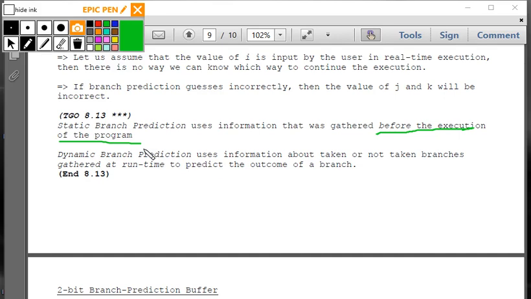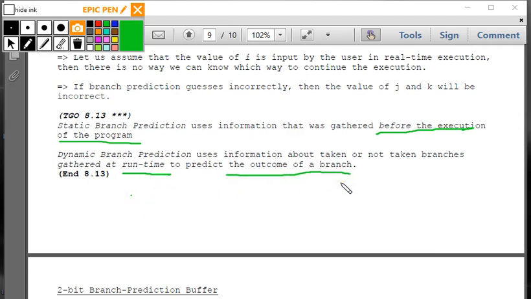But in other cases, about 98% of the time, because you want the user to be able to enter information, you're going to be dealing with this concept of dynamic branch prediction, which uses information about the taken or not taken branches gathered at runtime to predict the outcome of the branch.